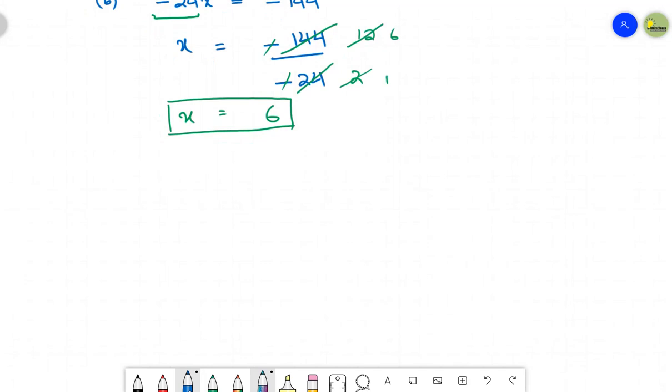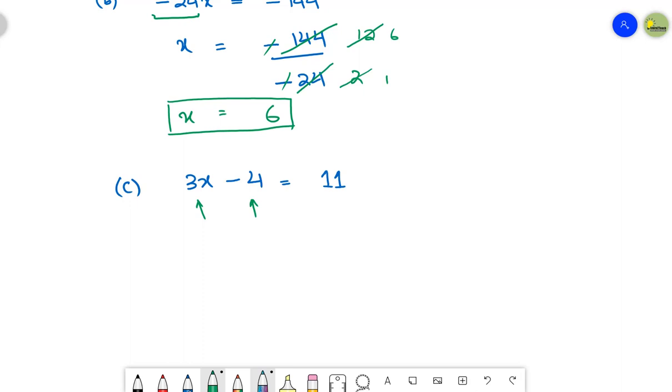Now moving towards part C. In part C, I'm having 3x minus 4 equals to 11. Again, it's an interesting question, but there is a little change. What is it? Right now, you are having two terms in the equation. So if you are having two terms in the equation, first of all, shift that term to the other side that is having no x with it or no variable with it. If the term is independent of x, move it first.